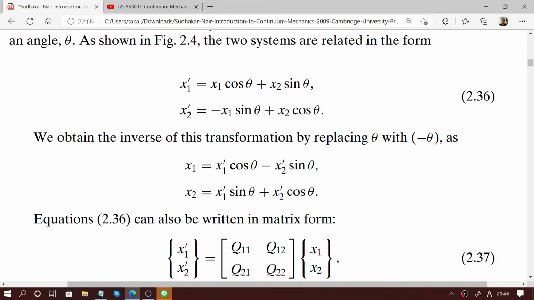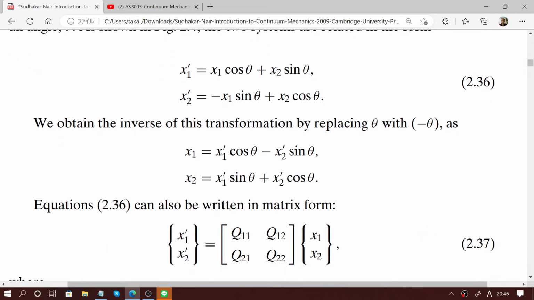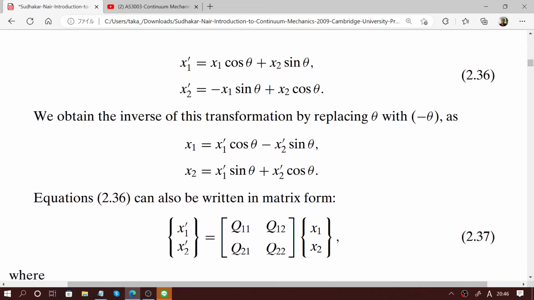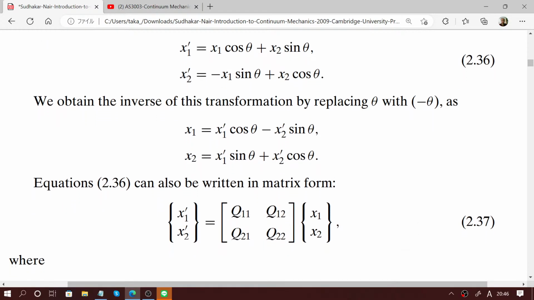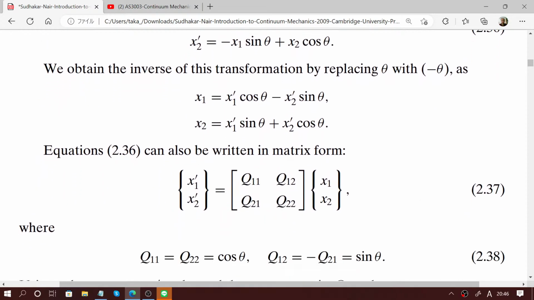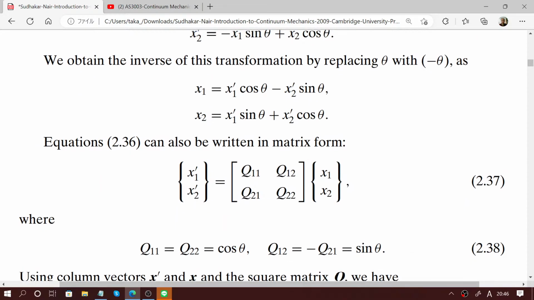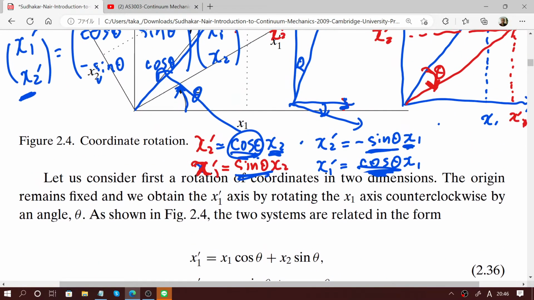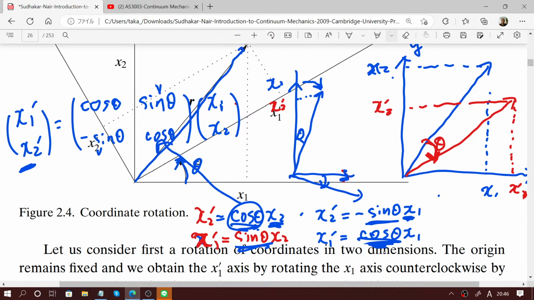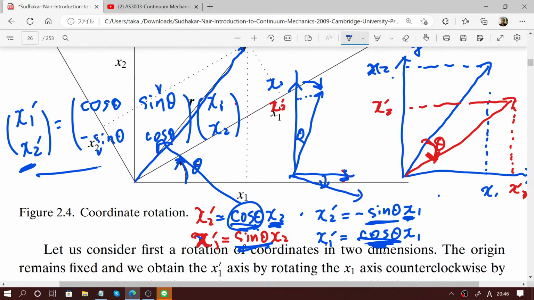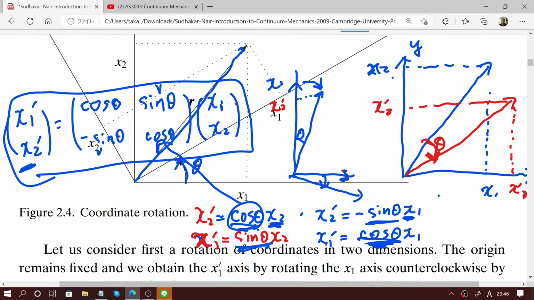So equation 236 can also be written in matrix form. Q1, this is what I wrote here. This is matrix form.